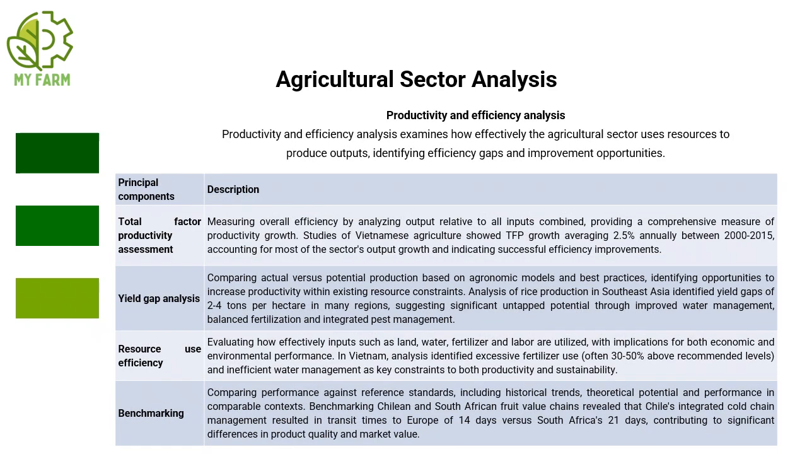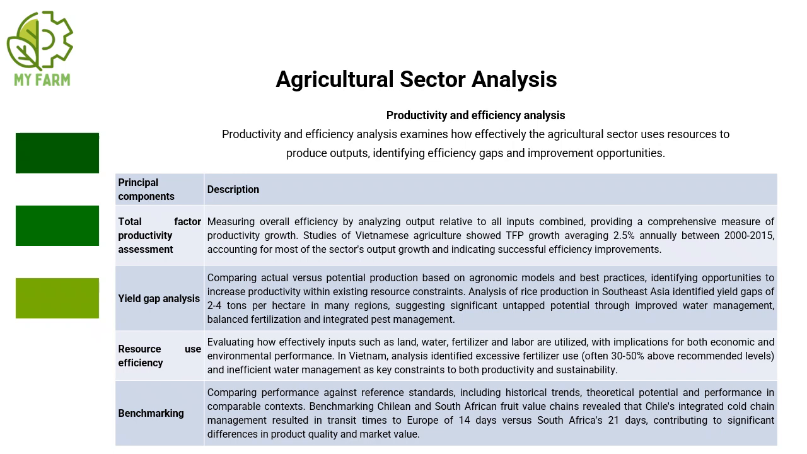Productivity and efficiency analysis examines how effectively the agricultural sector uses resources to produce outputs, identifying efficiency gaps and improvement opportunities. Total factor productivity assessment measures overall efficiency by analyzing output relative to all inputs combined. Vietnamese agriculture showed TFP growth averaging 2.5% annually between 2000 and 2015, accounting for most output growth and indicating successful efficiency improvements rather than just input expansion.